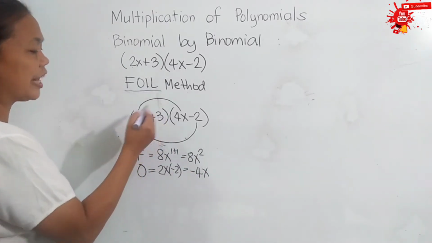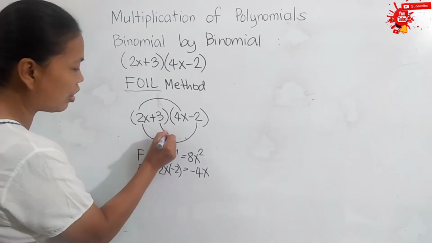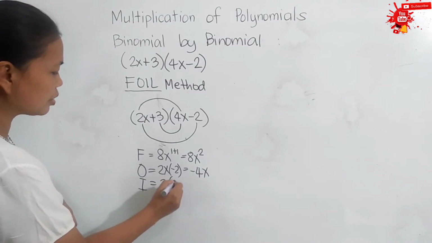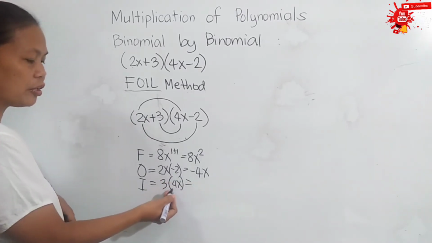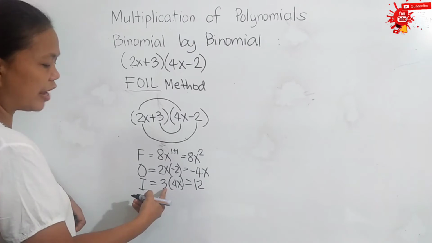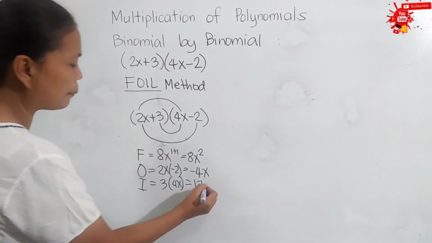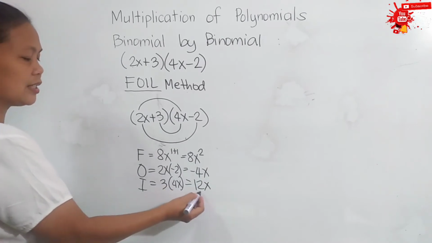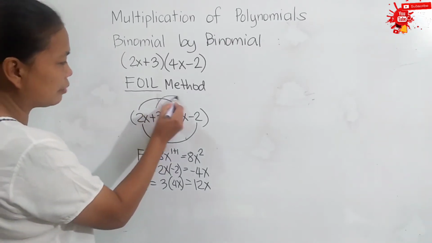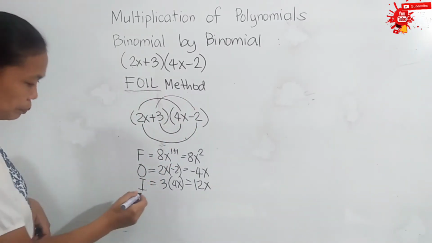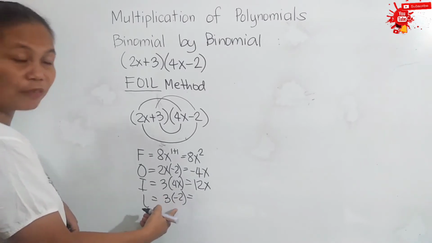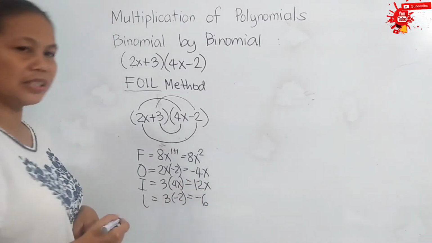Now we have here letter I, inner terms. So we have the inner terms, which are 3 and 4x. So we have 3 times positive 4x. So we multiply the numerical coefficient. We have 3 times 4, which is 12. Then we don't have x here with the first one. So we just copy x. So therefore, 3 times 4x is 12x, our inner terms. Then we have L for the last terms. We have here positive 3 and negative 2. So we have here positive 3 times negative 2. So what is 3 times negative 2? So we have negative 6.